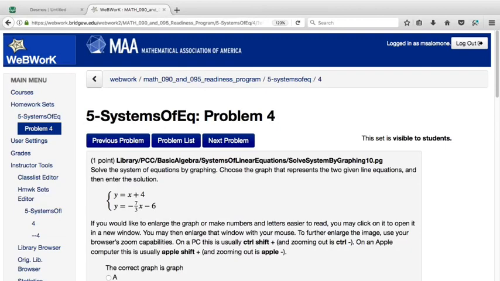And the question is, can we find a value of x and a value of y that will not just satisfy one of these equations, but which will satisfy both of these equations at the same time? If we can find such a value of x and y, then we call that a solution of this system of two equations, and then we'll be done.